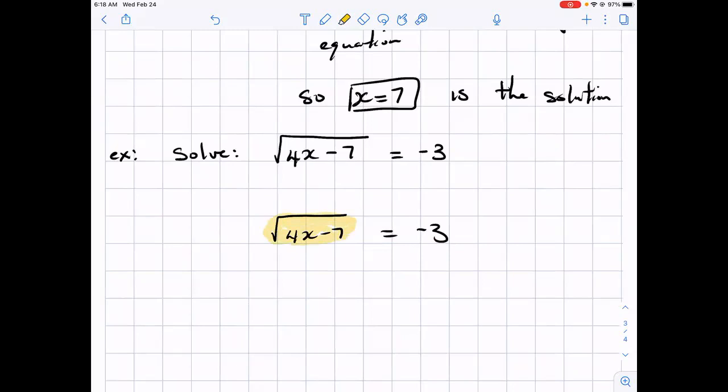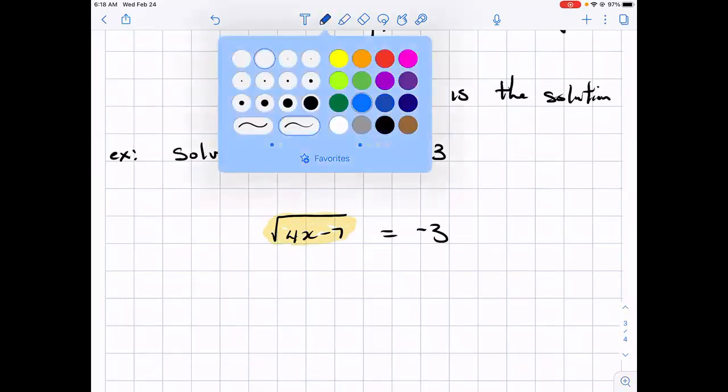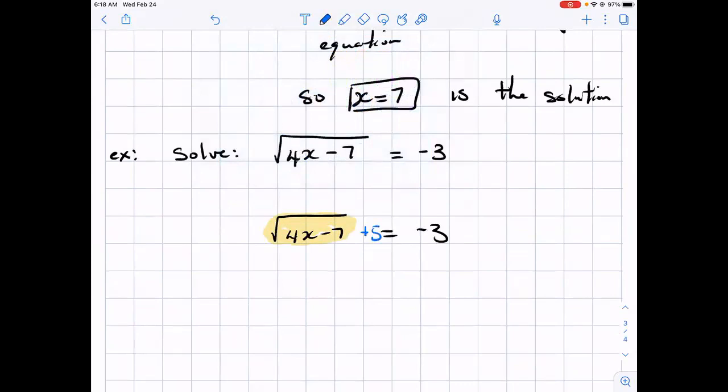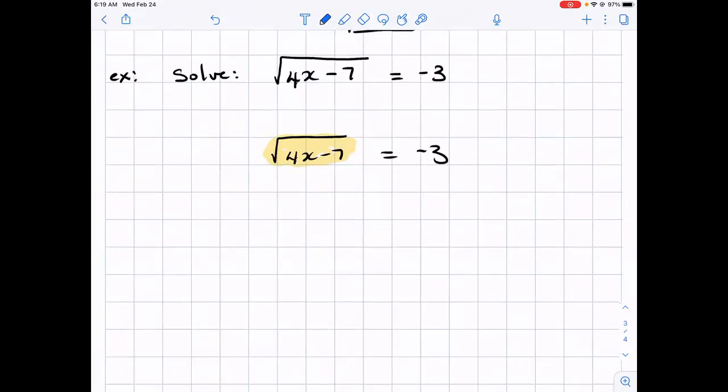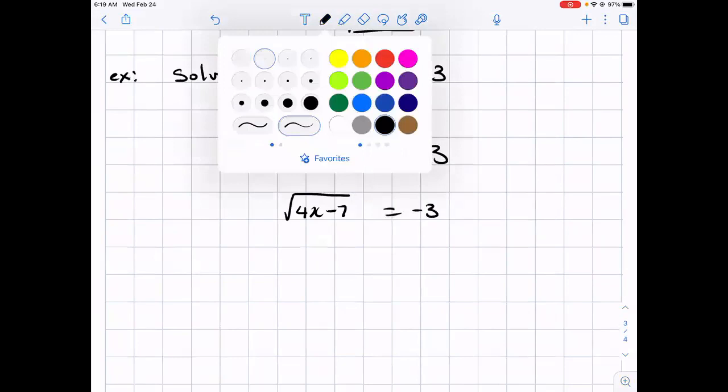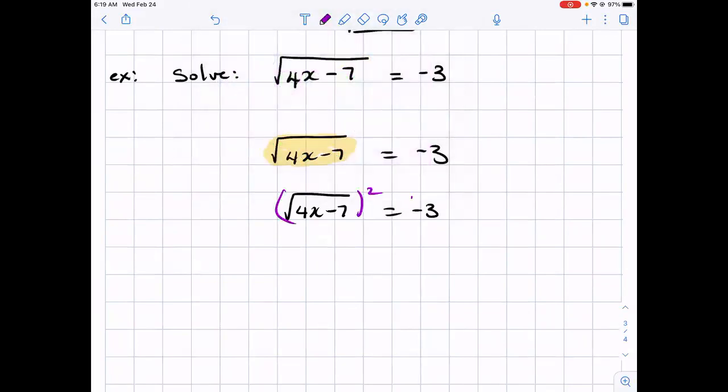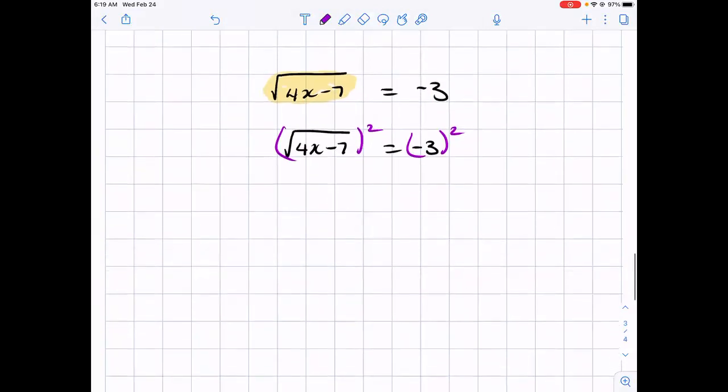There is nothing out here, right? Like a plus or a minus anything. So if that was the case, you would have had an additional step to do. Okay. So to do this, we now square both sides. So the square root of 4x minus 7 equals minus 3. We will square both sides. By squaring both sides, that square and the square root cancels. So we have 4x minus 7 is equal to 9.